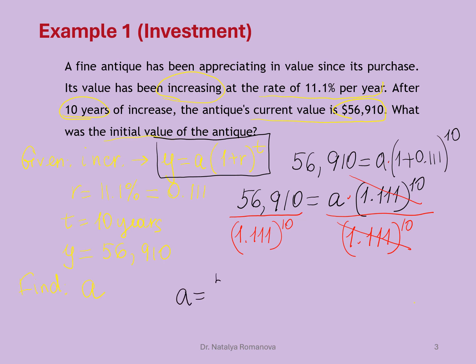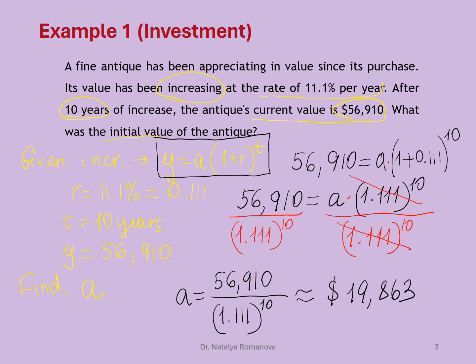A equals 56,910 divided by 1.111 with power equals 10. Using a calculator, we can find the approximate value. It would be 19,863.14. This is the answer for our example.